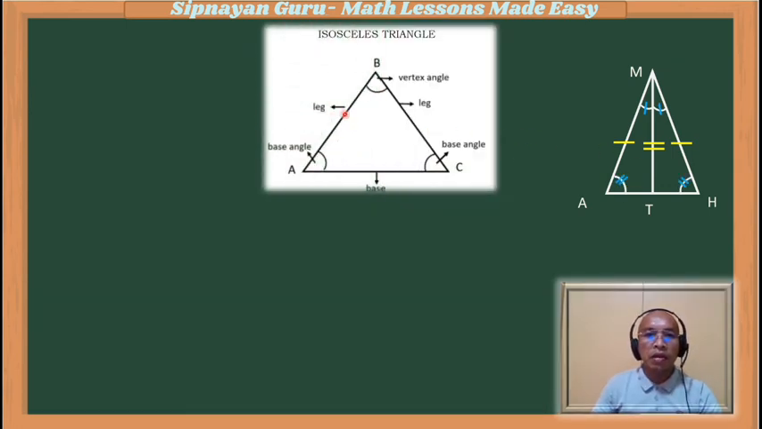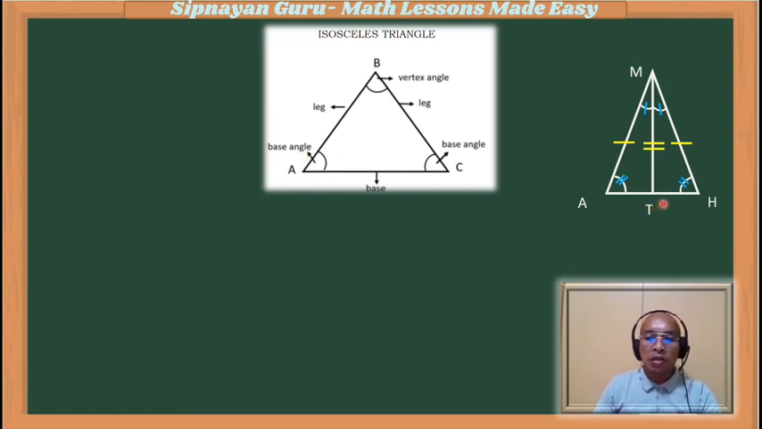Now, let us know the different parts of an isosceles triangle. An isosceles triangle, based on the definition, is a triangle with two equal sides. The two equal sides we call the legs. The vertex where these two congruent sides meet is called the vertex angle. The side opposite to the vertex angle we call the base. The angles formed by the congruent sides and the base we call the base angles.